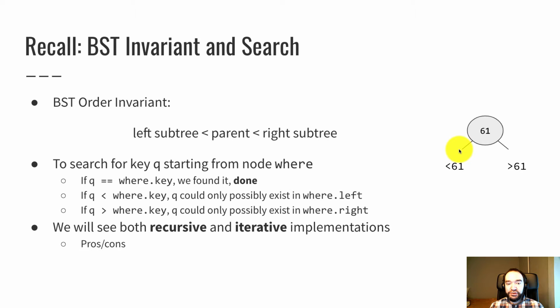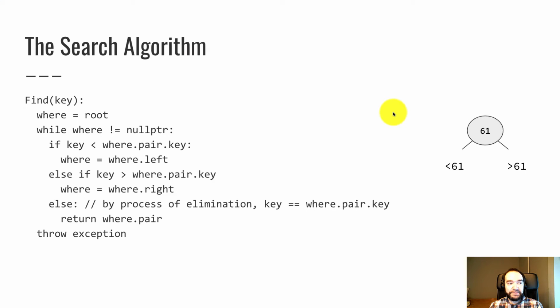If we're looking for Q and I've got a pointer to a node called where, then if Q is equal to where's key, we found it and we're done. If Q is less than where's key, we need to search leftwards. And if Q is greater than where's key, we need to search rightwards, and that's it. And as promised, we're now seeing the iterative way of doing this. We saw the recursive way in the previous video.